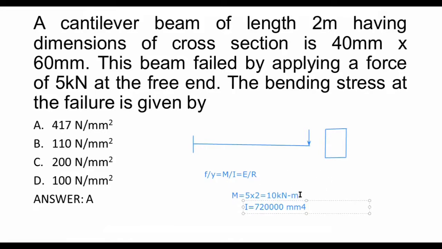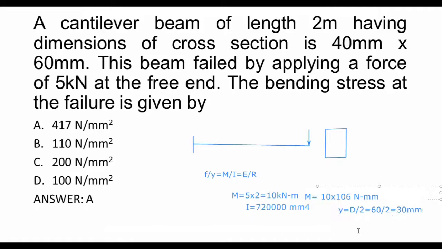We have to convert moment in Newton mm. So what will be moment value in Newton mm? It will be 10 into 10 raised to 6. Okay, so it is 10 raised to 6 Newton mm. It is not 106. Please remember. Y value will be very simple. Y is d by 2. What is overall depth? It is 60 mm. Okay, so 60 by 2, it is 30.